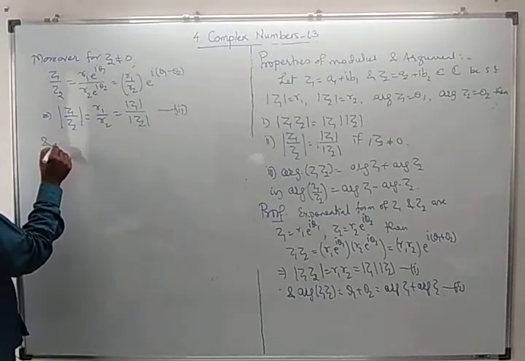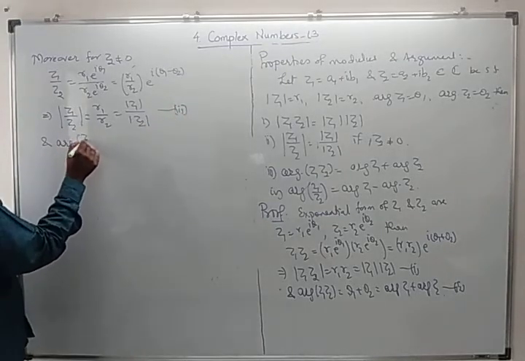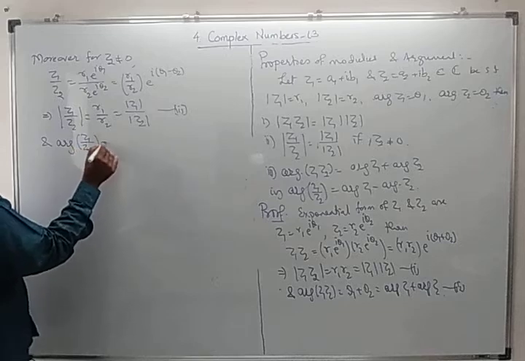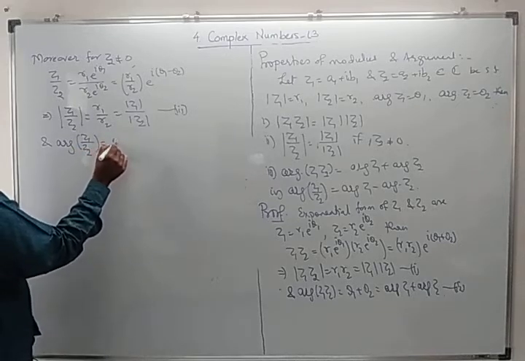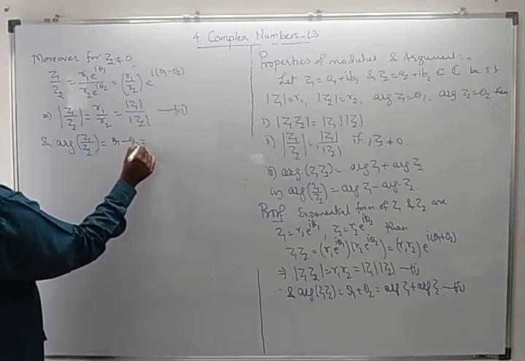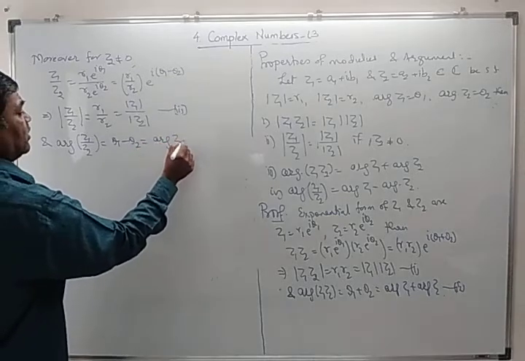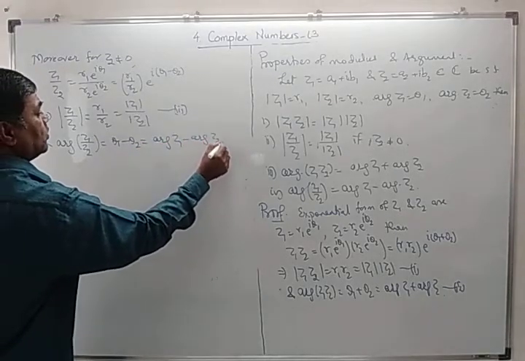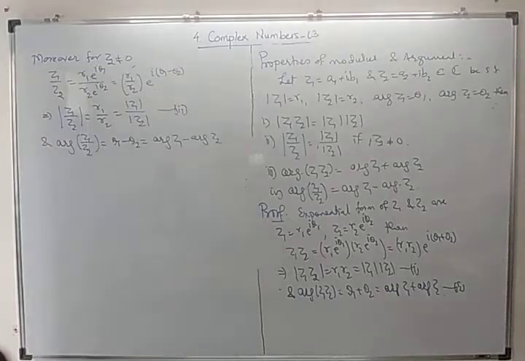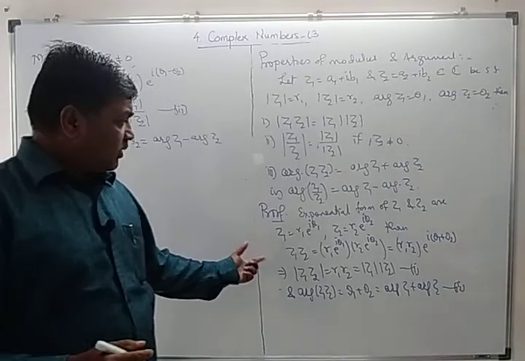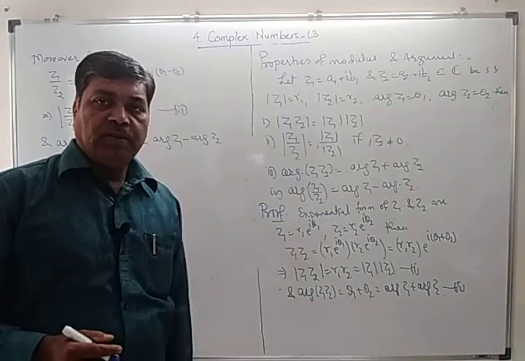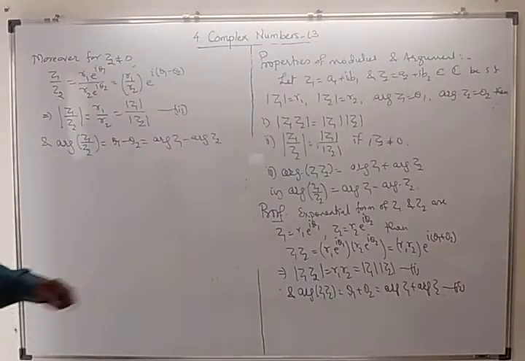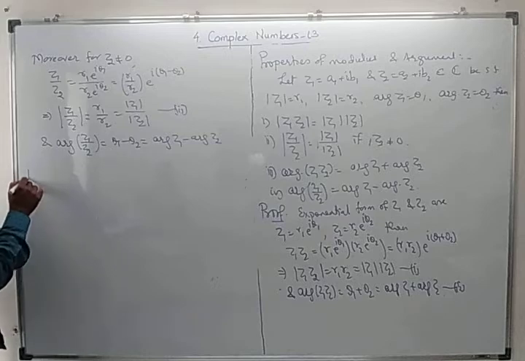And argument of Z1 by Z2 is equal to theta 1 minus theta 2, which is nothing but argument of Z1 minus argument of Z2. Okay. So you'll get these proofs easily with the help of exponential form. Okay. De Moivre's theorem.